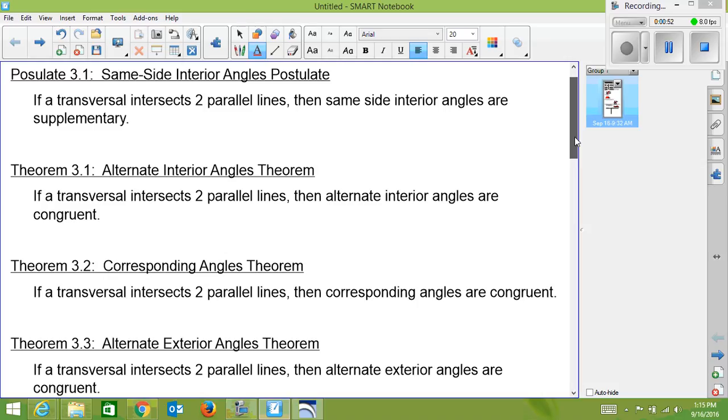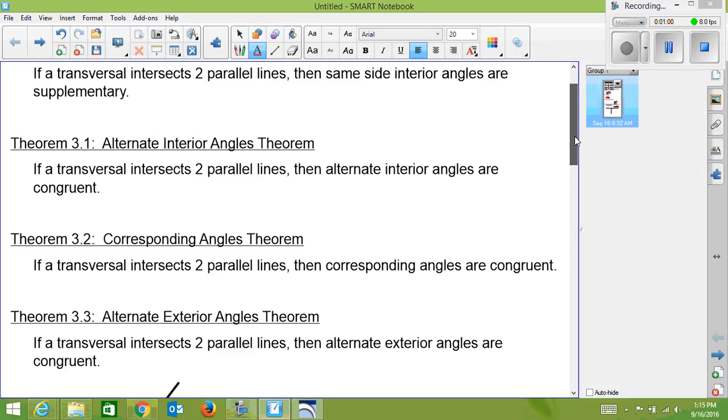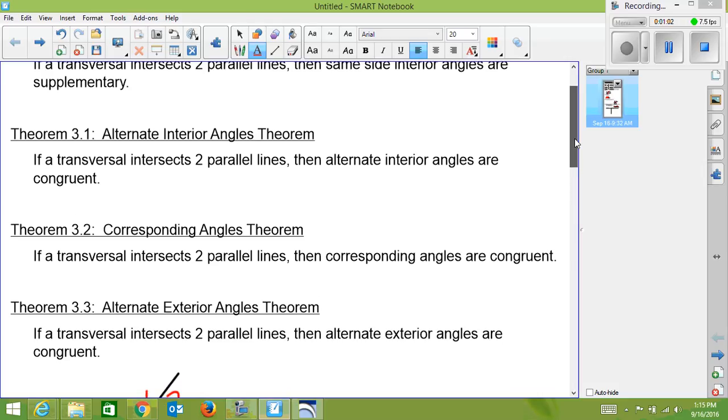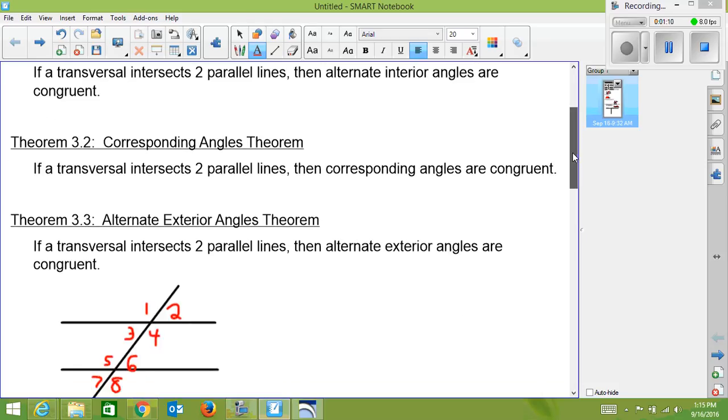Theorem 3.2, corresponding angles theorem. If a transversal intersects two parallel lines, then corresponding angles are congruent. Now, if you remember from section 1 that we did previously, we talked about all these things: alternate interior, alternate exterior, corresponding, what they all were. And I have a picture here in just a little bit that I'll show you and we'll go over it. Theorem 3.3, alternate exterior angles theorem. If a transversal intersects two parallel lines, then alternate exterior angles are congruent.